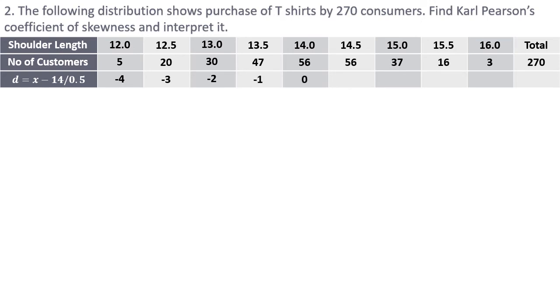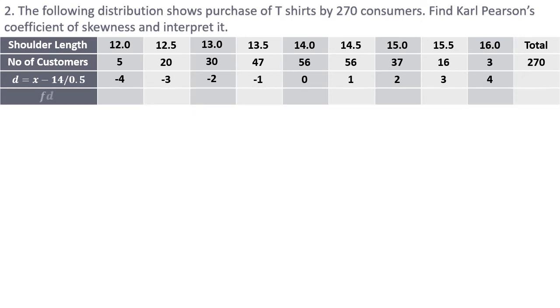So just keep on using these values. 14 minus 14 is 0, obviously. (14.5 minus 14) upon 0.5 is 1, and so on. You don't need to make a total of this row, but you need to calculate these values accurately for the future rows. Next, I'm going to calculate FD, because to calculate mean I need to multiply D with my frequencies.